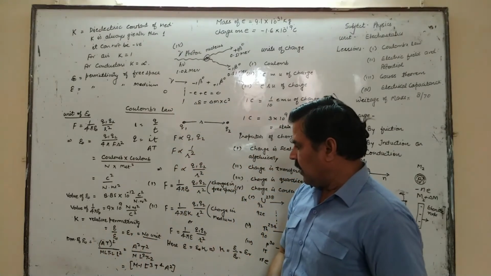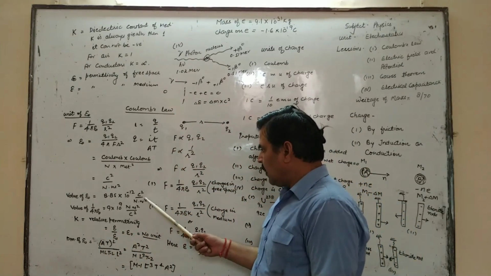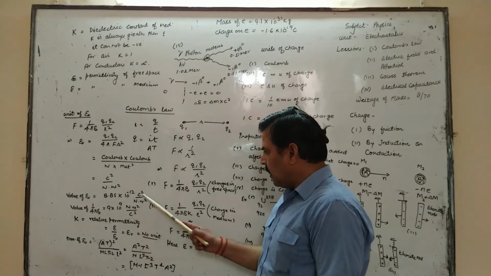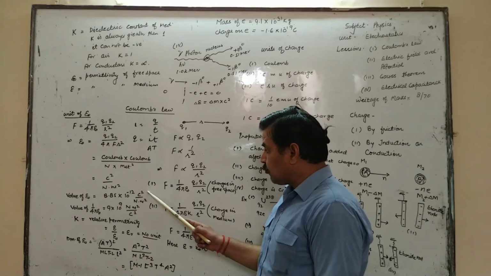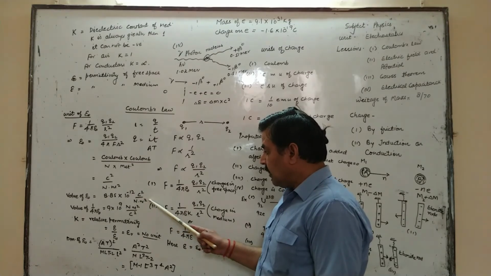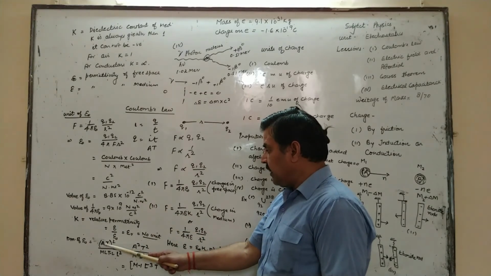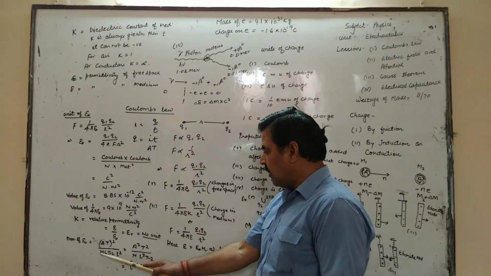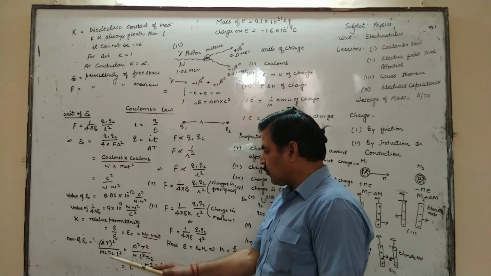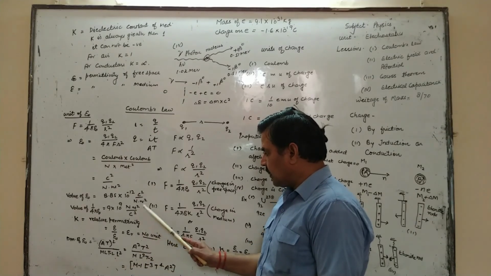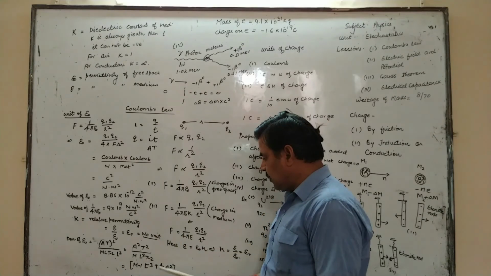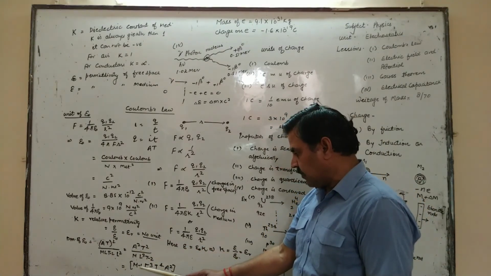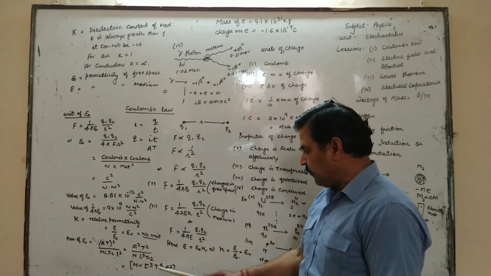Therefore, with the help of this unit, we can find the dimension of epsilon naught. Here it is written coulomb square upon Newton meter square. So coulomb means AT whole square, upon Newton, whose dimension is M L T to the power minus 2, and the dimension of distance square, L square. Arranging, we shall get the dimension of epsilon naught, that is M^-1 L^-3 T^4 A^2.